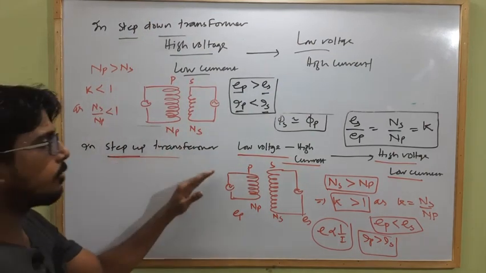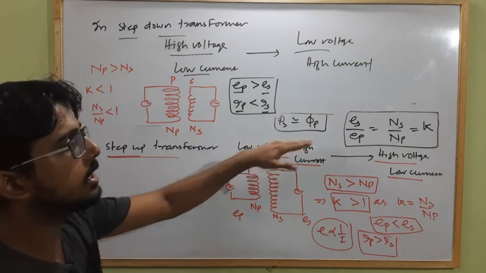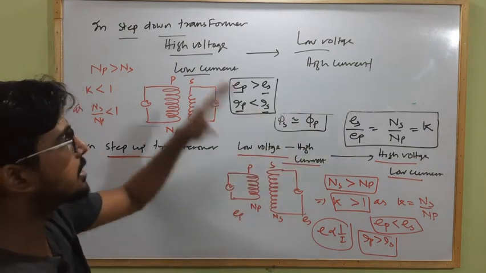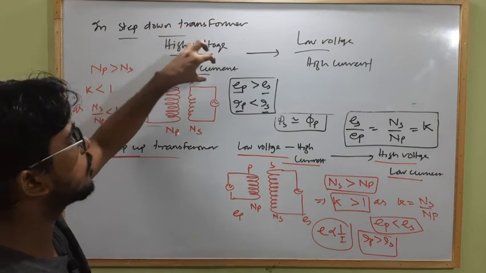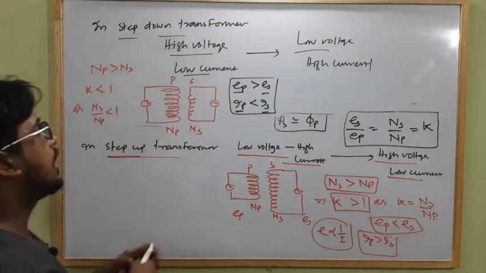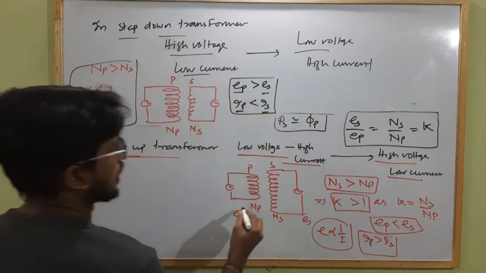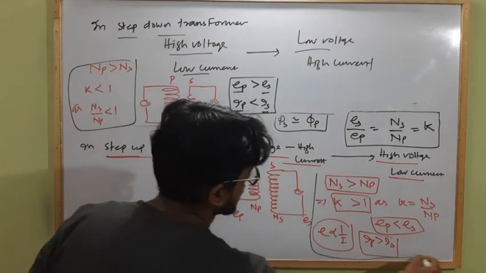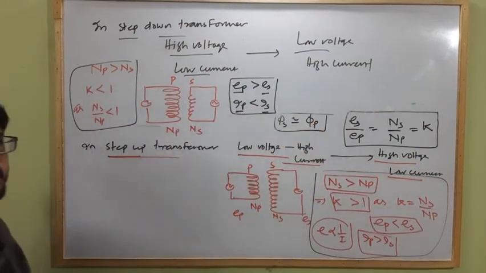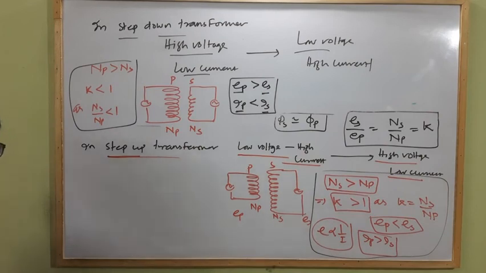Okay, so transformers are of two types. One is step up, which will increase low voltage, high current into high voltage, low current, and step down, which will convert high voltage, low current to low voltage, high current. And these are the conditions for step up and step down transformers. You have to remember these. Clear? Okay.